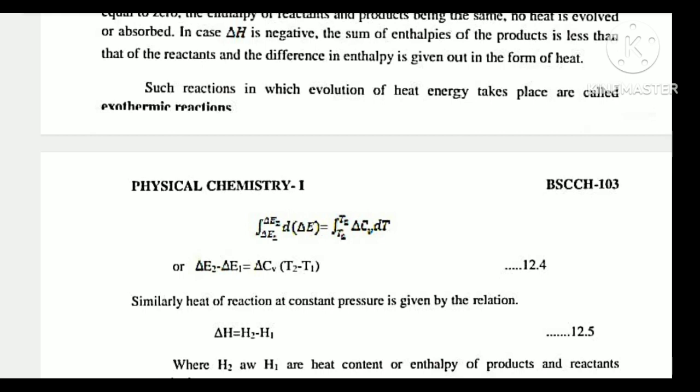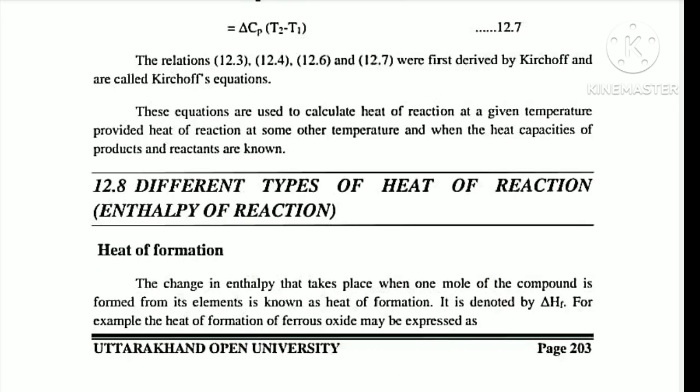Similarly, the heat of reaction at constant pressure is given by the relation delta H is equal to H2 minus H1, where H2 and H1 are the heat content or enthalpy of products and reactants. The relations 12.3, 12.4, 12.6 and 12.7 were first derived by Kirchhoff and are called Kirchhoff's equations. These equations are used to calculate the heat of reaction at a given temperature, provided the heat of reaction at some other temperature and the heat capacities of products and reactants are known.